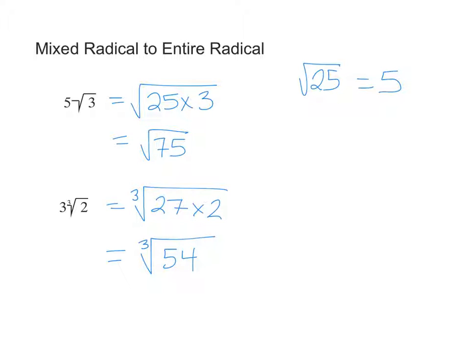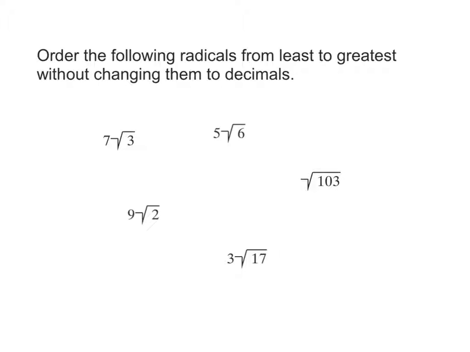There's kind of only one situation that I can think of where it's useful, so that's what I'm going to do next, is this. Order the following radicals from least to greatest without changing them to decimals. So you could punch it into your calculator if it didn't say without changing them to decimals, figure out the decimal values and figure out which one's the smallest and put them in order from smallest to largest. But this is asking us to do it without a calculator, without changing them to decimals. So instead, we're going to change them into entire radicals because we can't compare them right now.